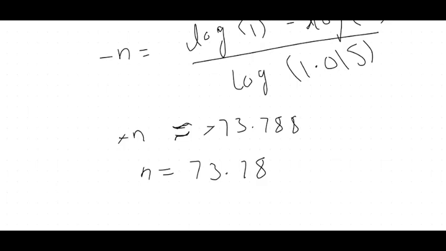Since Tinu can only make a full withdrawal of R1150 at the end of each period, and n must be an integer, we take the whole number, and the 74th withdrawal would be less than our R1150. So n equals 73. Tinu will be able to make 73 withdrawals. Okay? This is the required answer of the 7.2 question.